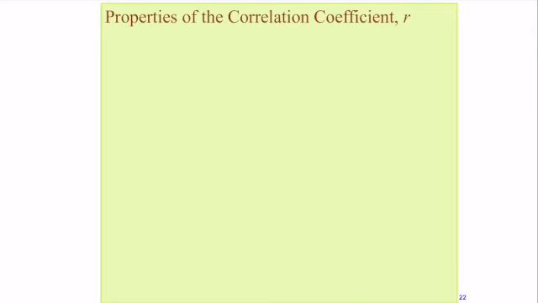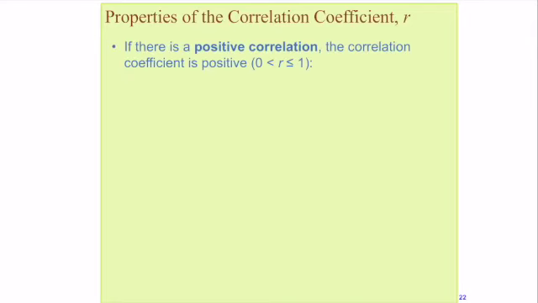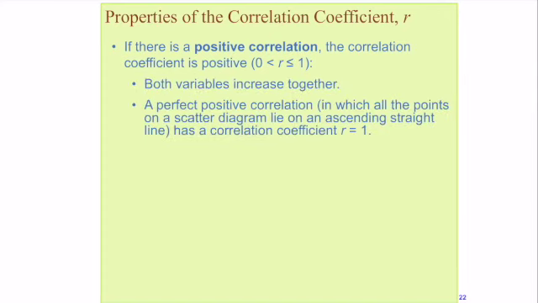So, again, if we have positive correlation, if our R value is between 0 and 1, both of our variables will increase together, right? X increases and Y increases. If a perfect correlation, R equals 1, this does not happen in the real world. It may happen in your textbook.